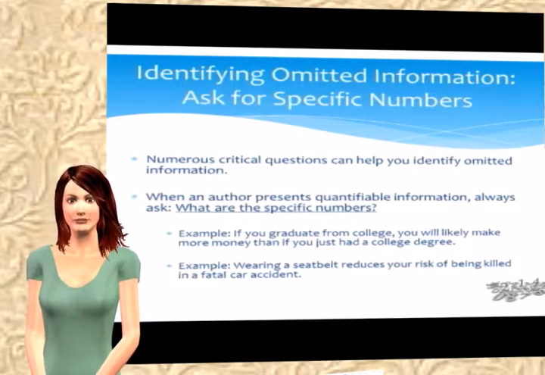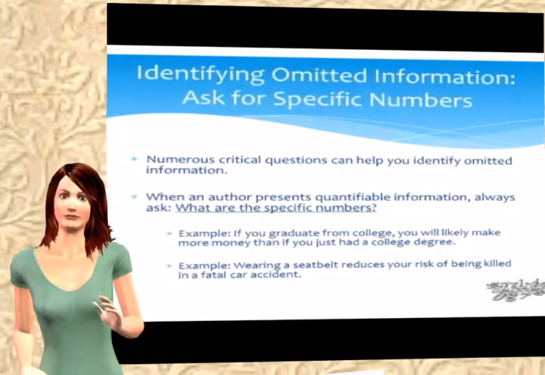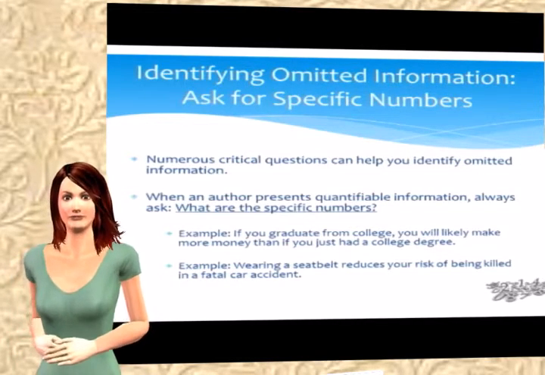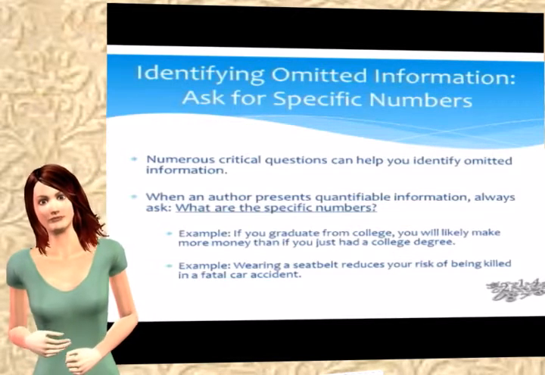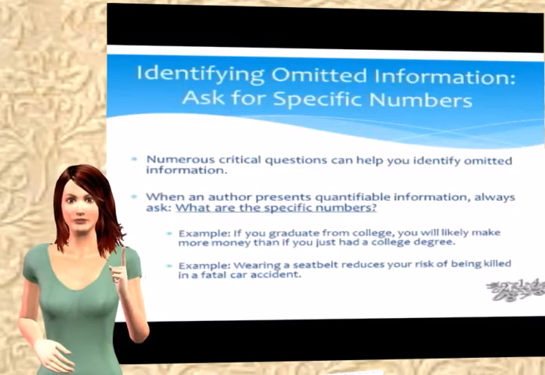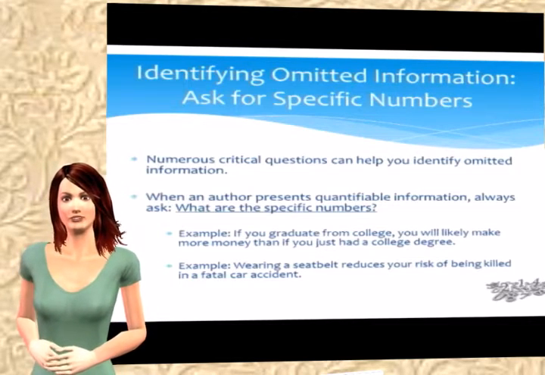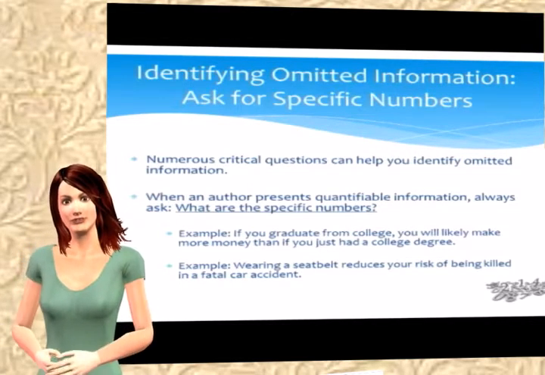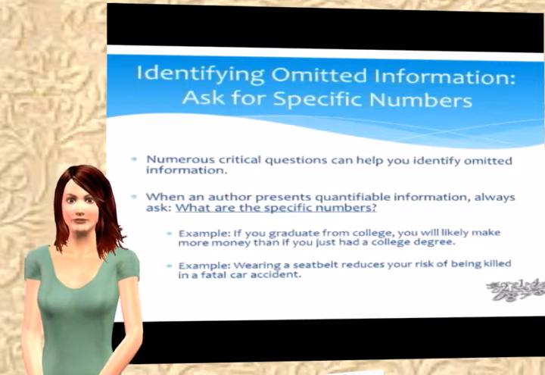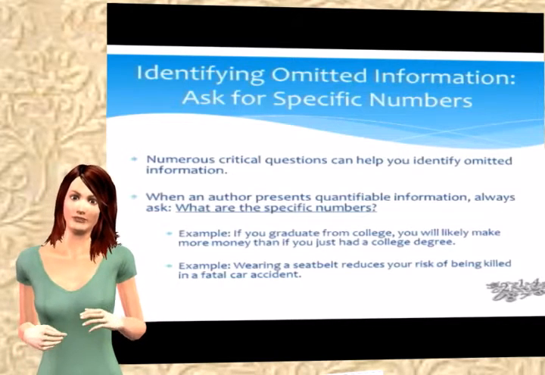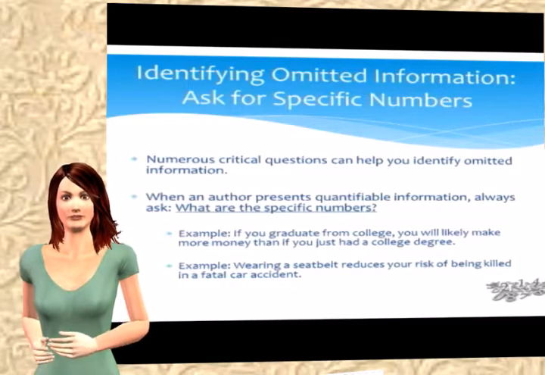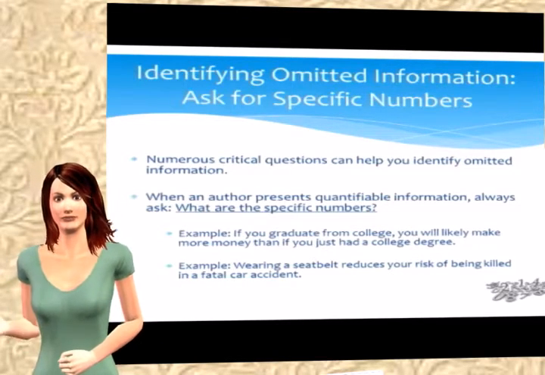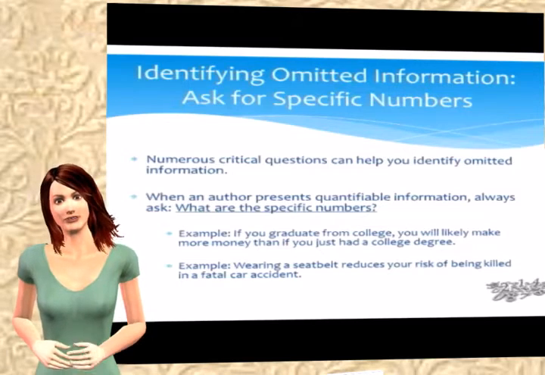So how do we go about identifying omitted information? There are a lot of good critical thinking questions that we can ask when we read something or hear something or see something that will help us identify what information is missing and what information we really need to help us critically evaluate the author's argument. So first of all, anytime an author presents quantifiable information, always ask, but wait a second, what are the specific numbers you're talking about? So a couple of examples here.